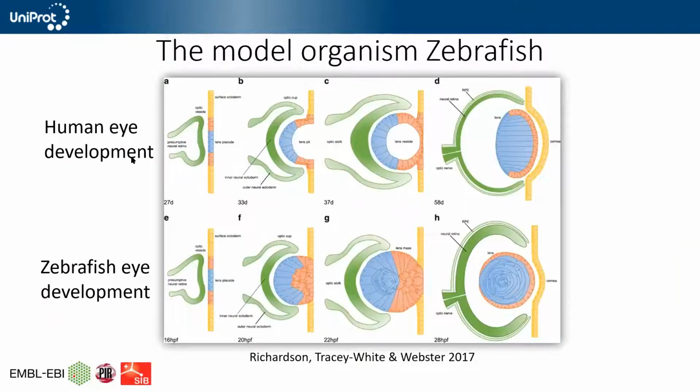So this is human eye development at the top and zebrafish development at the bottom. So zebrafish is a very important model organism for research into eye development and disease, because ocular development in zebrafish closely resembles that in humans. And in addition to having the model organism attributes that we need, they have a short life cycle, they have no specialist living requirements, and they're cheap to maintain and easy to genetically manipulate.